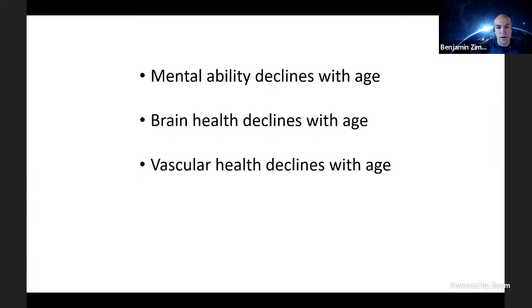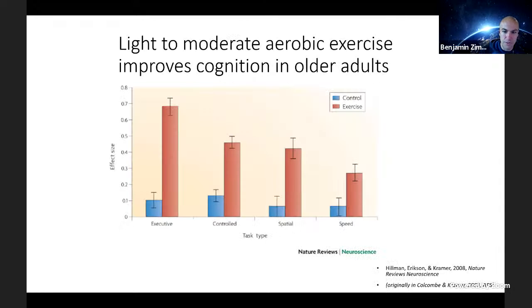Okay, so where are we? Seems like mental ability declines with age, brain health seems to decline with age, vascular health seems to decline with age. So this all seems pretty depressing. But there's good news. And the good news is that it seems like certain lifestyle factors can really influence this trajectory of cognitive decline. And one of the most promising factors is engaging in light to moderate aerobic exercise.